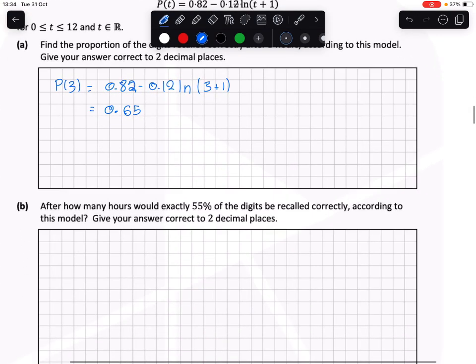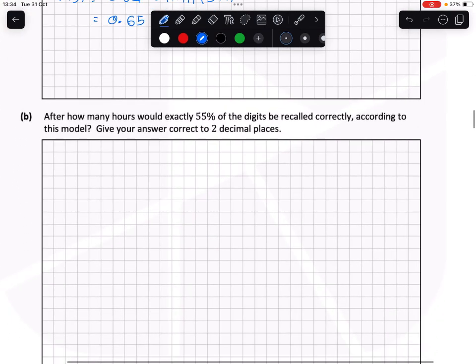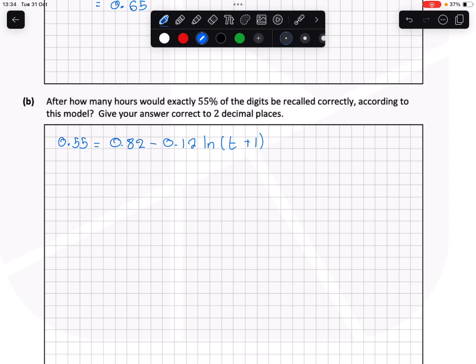Part B. After how many hours would exactly 55% of the digits be recalled according to this model? Give your answer correct to 2 decimal places. Before we were plugging in a value of time, now we're looking for the time. So we have 0.55 is equal to 0.82 minus 0.12 times the natural log of t plus 1. We're looking for t here. I want to first figure out this part in a positive sense, so I'm going to move that to the left hand side and the 0.55 to the right hand side.